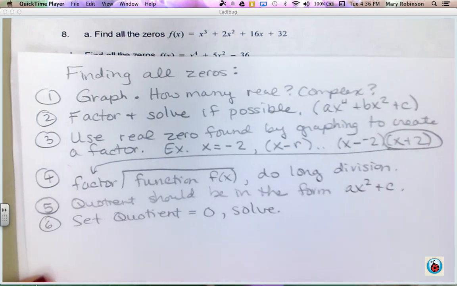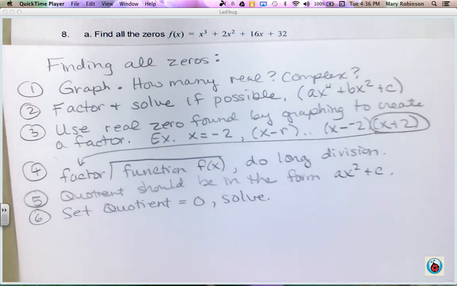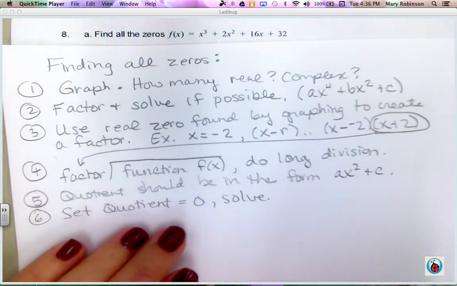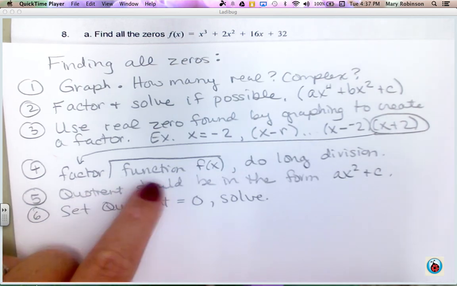Okay? So again, for 8a, since you've got 3 zeros, remember complex conjugates come in pairs. So if it crosses once, the other 2 will be complex, and you'll be able to find them by solving this quotient that you get when you divide.